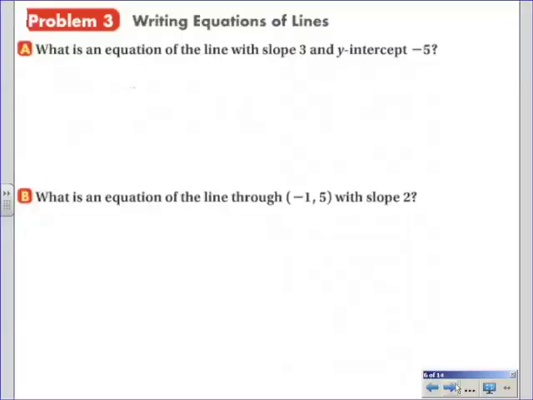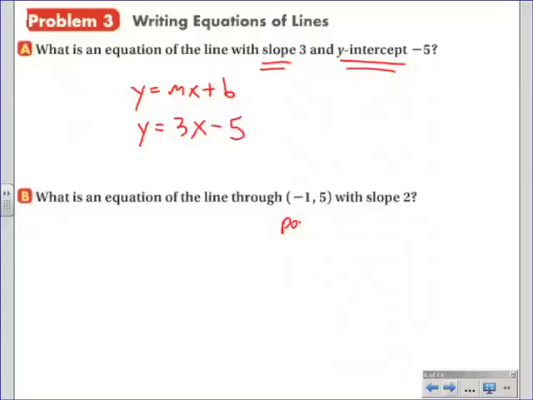So now we're given certain information, and now we need to decide which equation we're going to use. For A here, we're given slope and y-intercept, so we'll use slope-intercept form, which looks like y equals mx plus b. So this is a simple substitution. My slope is 3, my y-intercept is -5, so I'm just going to change that to -5. So there's the equation of my line.